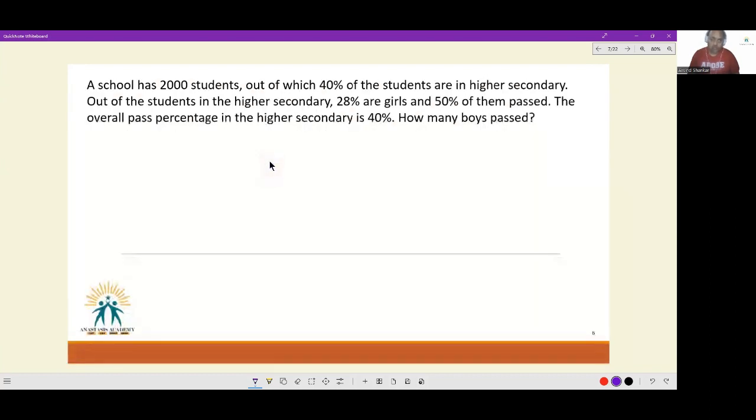Next one. A school has 2,000 students, out of which 40% of the students are in higher secondary. Out of the students in higher secondary, 28% are girls and 50% of them passed. The overall pass percentage in the higher secondary is 40%. How many boys passed? Okay. So there are 2,000 students in school, out of which higher secondary is 40%. 40% of 2,000 is 800, and not higher secondary is 1200.